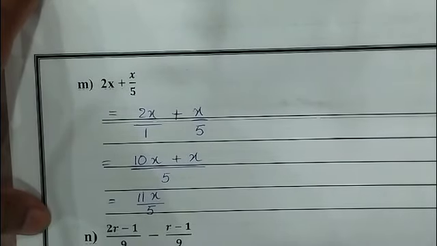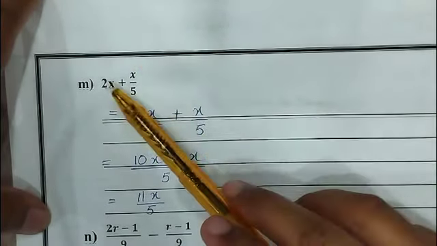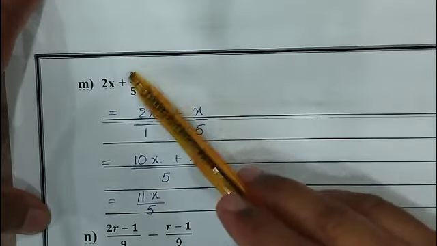Question L is similar to question K, so you are going to follow the question K instructions and solve question L. Now move towards question part M. What is the question? 2x plus x by 5. There is a whole term and there is a fraction term.